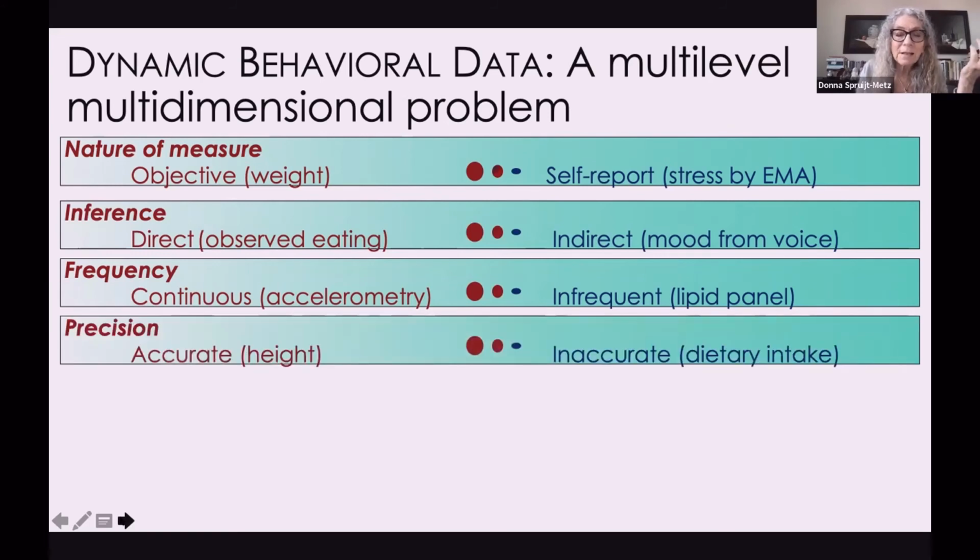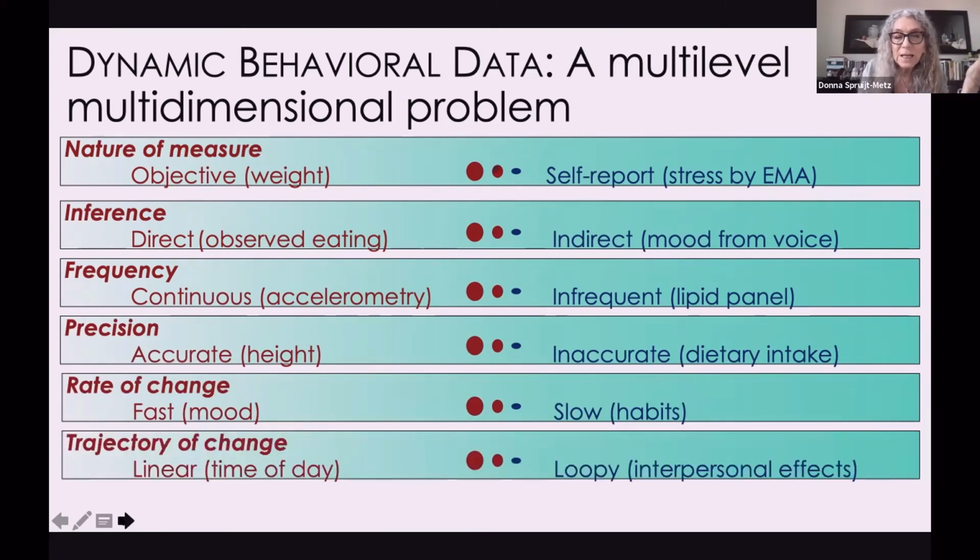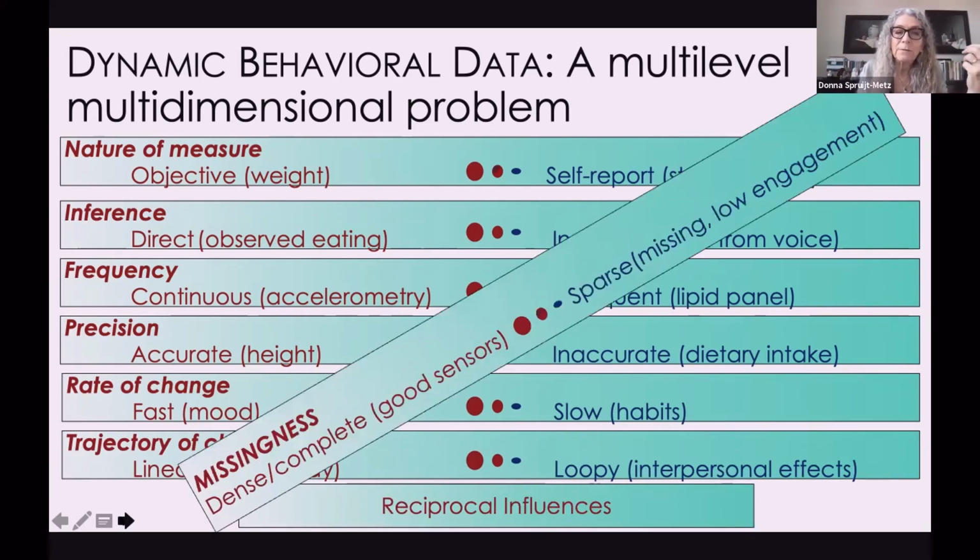It can be precise or inaccurate. It can change quickly or slowly, these measures. The trajectory of change can be linear or loopy or full of dogs. And all of this has reciprocal influences. And then on top of that, there's missingness.